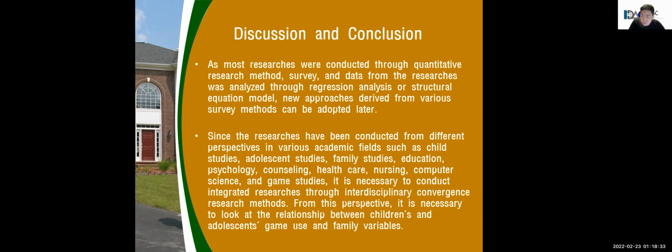And the last conclusion is, since the researches have been conducted from different perspectives in various academic fields, such as child studies, adolescent studies, family studies, education, psychology, counseling, and healthcare, nursing and computer science, and game studies, it is necessary to conduct integrated researches through interdisciplinary convergence research methods. From this perspective, it is necessary to look at the relationship between children's and adolescents' game use and family variables.